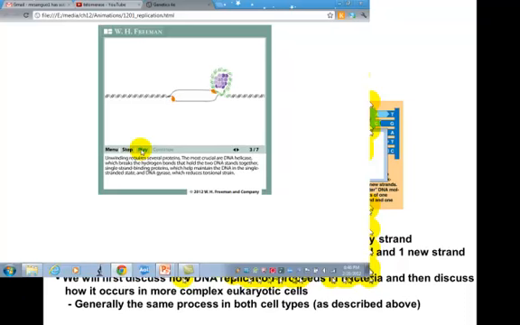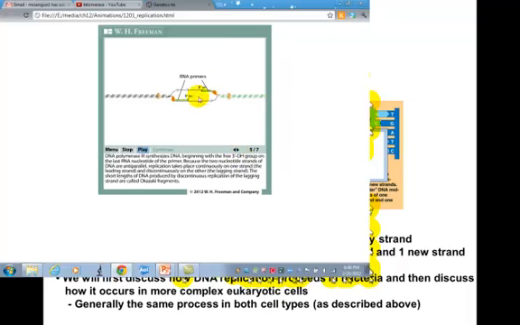And you get other helicases there too. They're going to keep on opening it up. You have gyrases, those are the proteins here protecting the DNA. You have gyrases that come at the end to help to keep unwinding the DNA.